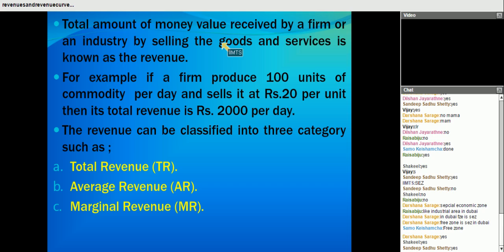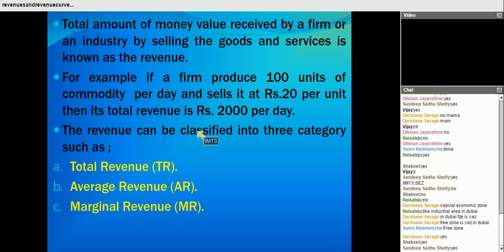The total amount of money value received by a firm or an industry by selling goods and services is known as revenue. Like you are paying for this class. Okay. So what is IMT getting? It is getting revenue, and it is sharing a part of that revenue with the teachers. Okay. So that's revenue for us.